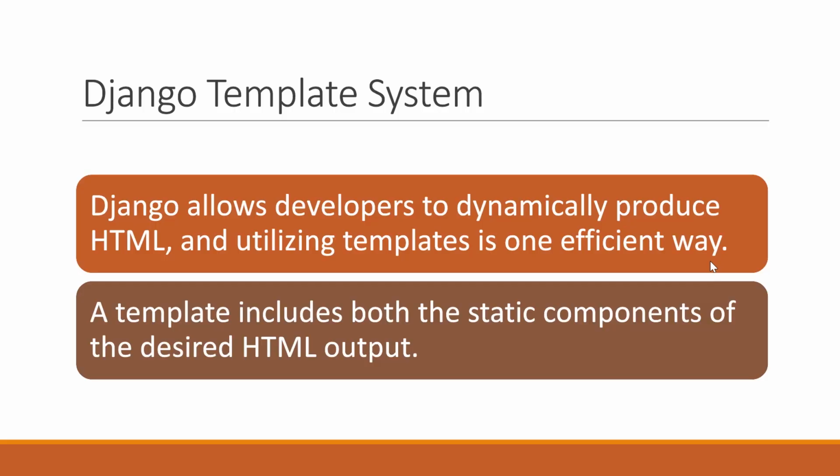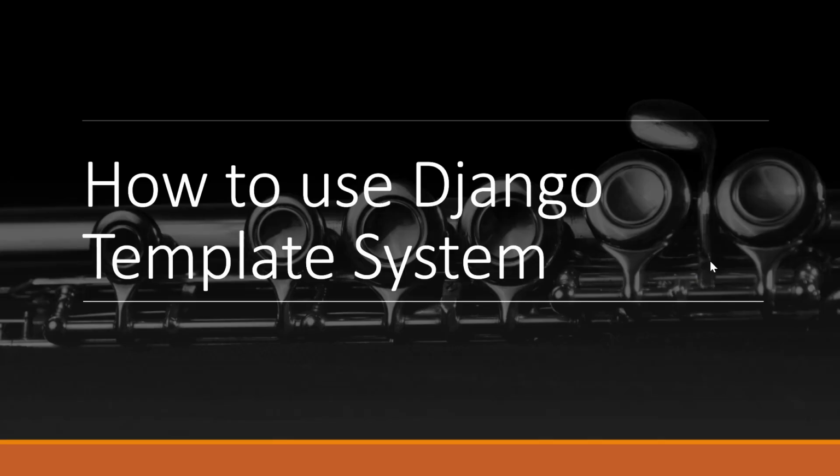A template includes both static components of the desired HTML output and some unique syntax that specifies where dynamic content will be added. Now, regardless of the backend, Django utilizes a uniform API for loading as well as rendering templates. Now, what is this loading? Loading includes recognizing the template for the given identifier and compiling it to an in-memory representation. On the other hand, rendering is the process of interpolating context into the template and returning the result. So the main overall motive of the Django template system is to provide a mechanism through which we can return proper web pages.